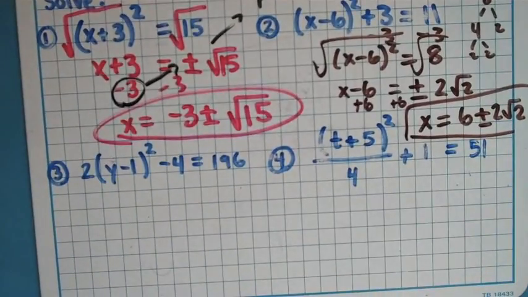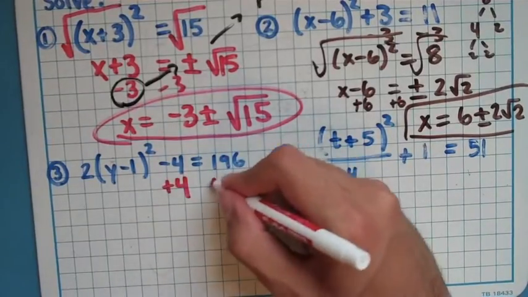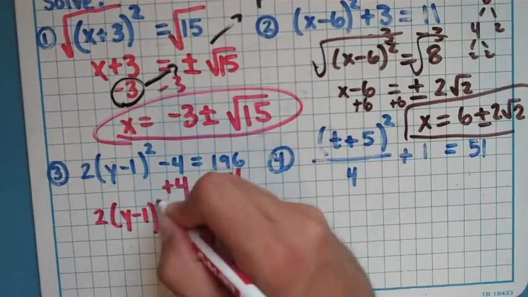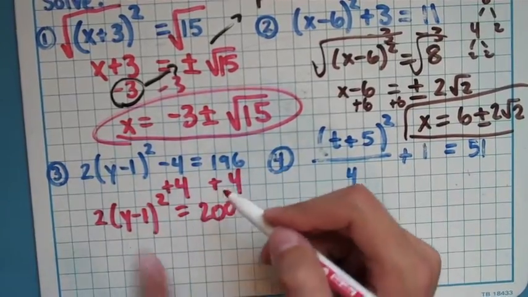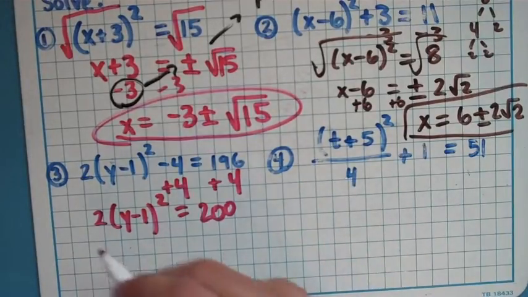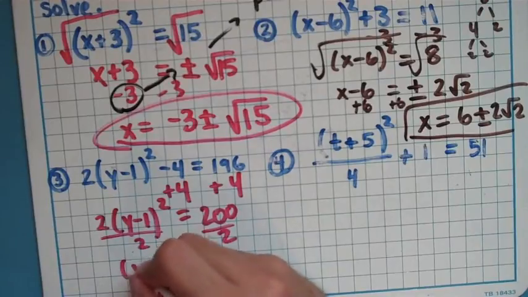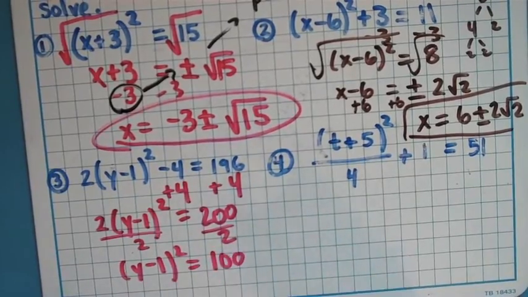All right, two more examples. Same sort of deal on this one. I want to get rid of that 4. I get 2 times y minus 1 squared equals 200. I want to take a square root, but before I do that, I have to get rid of this 2 sitting there. I'm going to divide both sides by 2. I get y minus 1 squared equals 100.